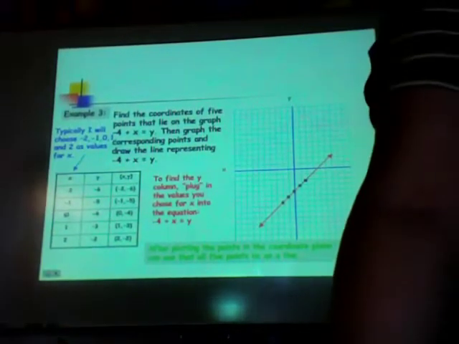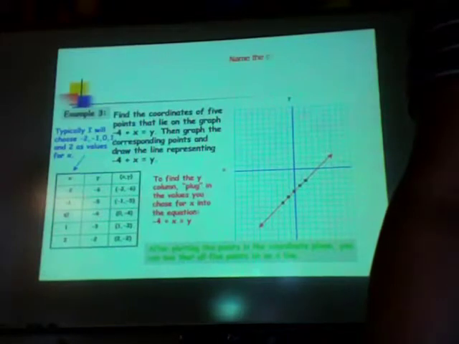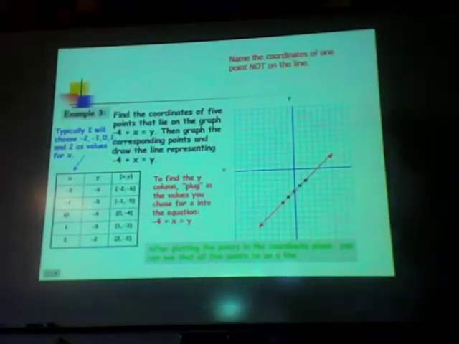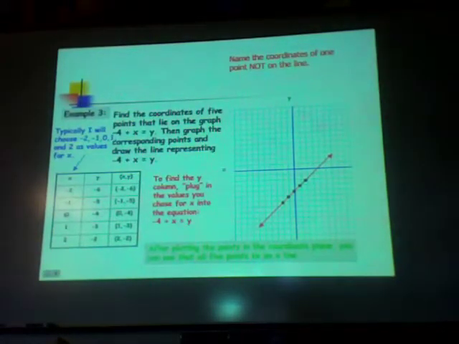I just put on there, you can see that all 5 points lie on the line. Here's a question for you up at the top. Name the coordinates of one point not on the line. How many answers could you have to that question? An infinite number. So you write down an ordered pair of something that's not on the line.